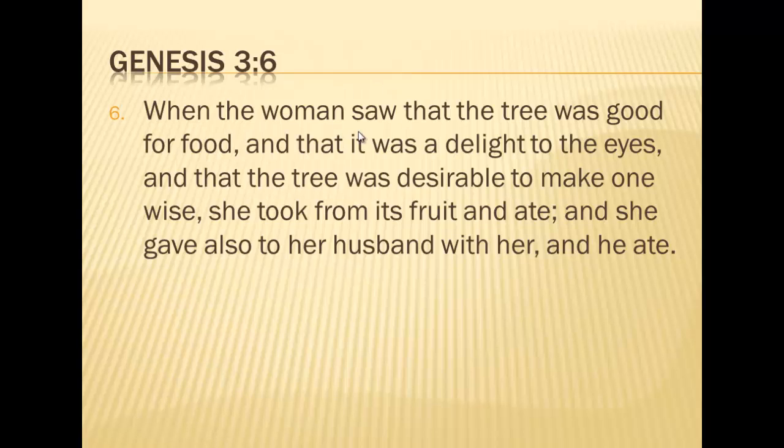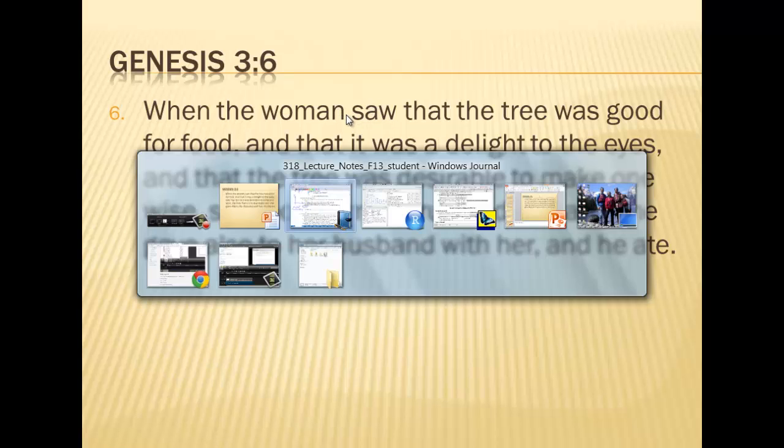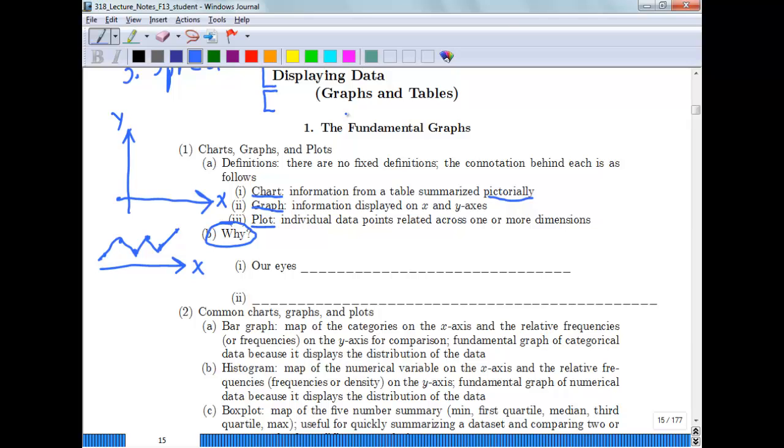The focus here: the woman saw that the tree was good for food. She didn't smell that the tree was good. She didn't say, oh, it feels so good. No, she saw that it was good for food. And it's that sight that is our chief sense. So our eyes are our dominant sense by design.